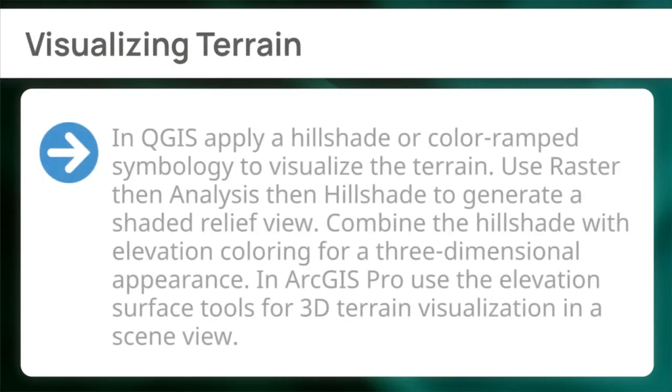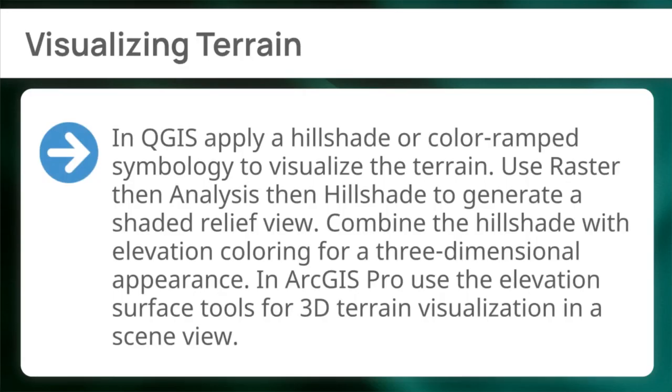Next, visualizing terrain. In QGIS, apply a hillshade or color ramped symbology to visualize the terrain. Use Raster, then Analysis, then Hillshade to generate a shaded relief view. Combine the hillshade with elevation coloring for a 3-dimensional appearance. In ArcGIS Pro, use the elevation surface tools for 3D terrain visualization in a scene view.